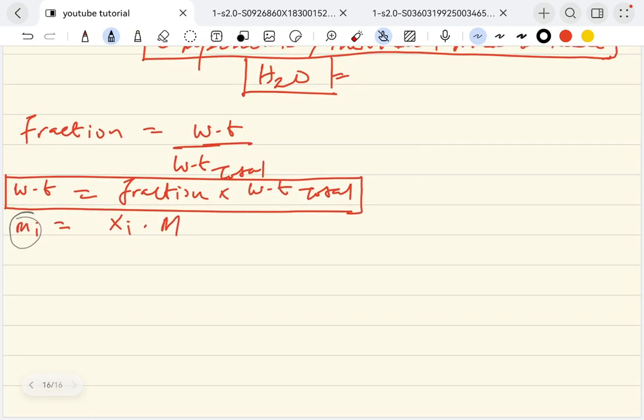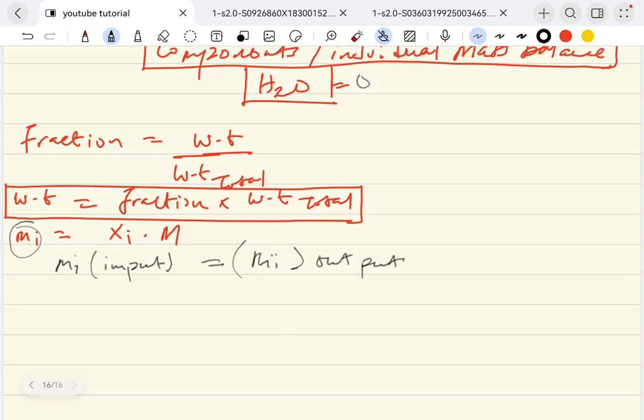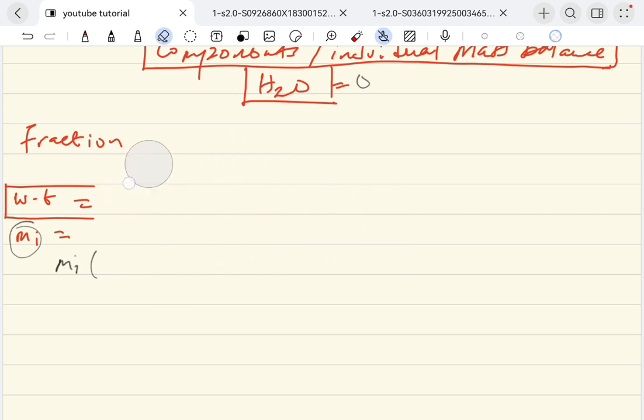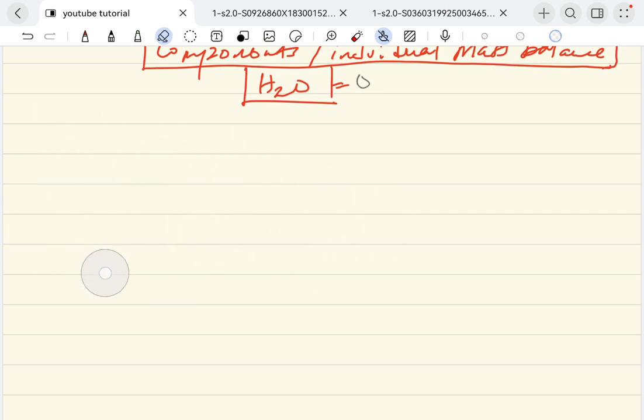In that case we call it our component mass balance, which means I'm balancing Mi from the input equal to Mi from the output. Then from this I look at the mixing value, so I calculate what the mixing is. I'm starting from water. So let's begin with water. Okay, so we are beginning with water.